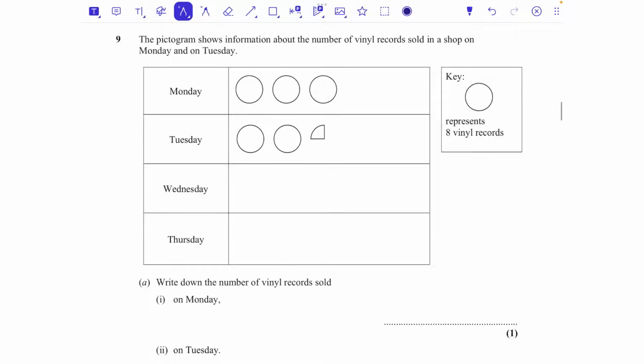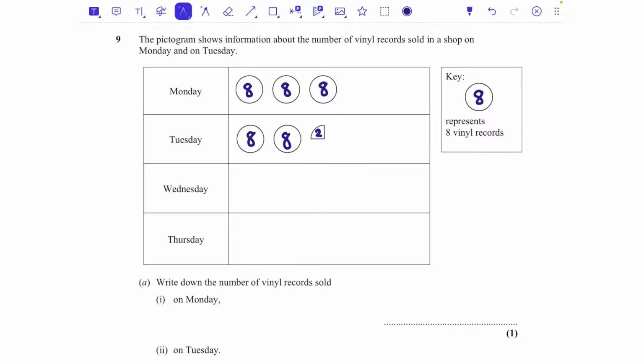Question number 9, and we've got a pictogram, a really common question on the foundation paper. The pictogram shows information about the number of vinyl records sold in a shop on Monday and on Tuesday. And we've got the key over here that says that this is worth 8. So I've got 8, 8 and 8. This is 8, this is 8, and this is a quarter of 8. So if you imagine this shape would be worth 4, then this shape is worth 2. It's a quarter of 8. Okay, so that is that.